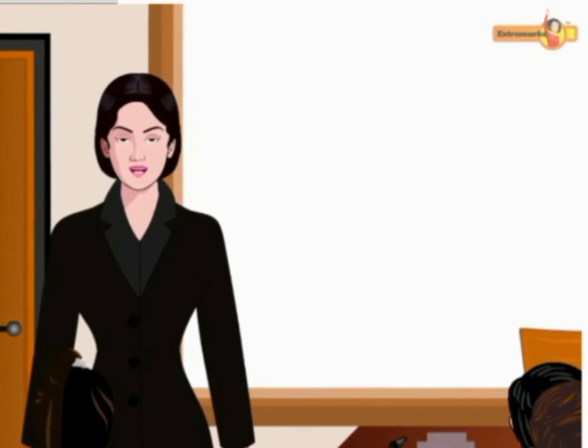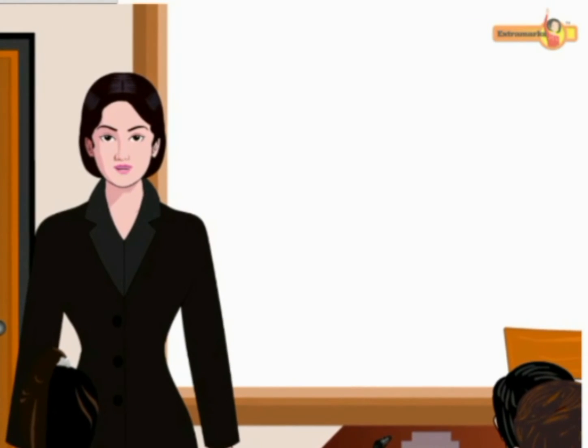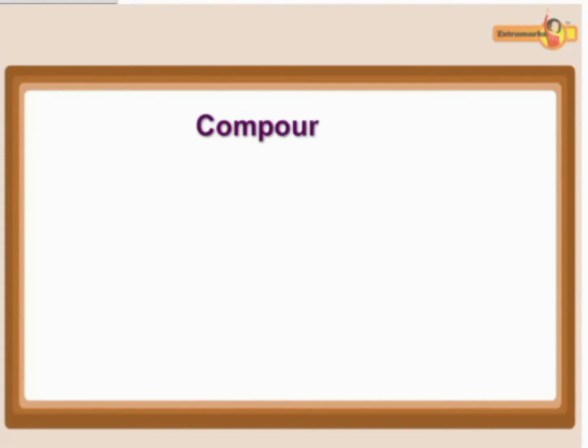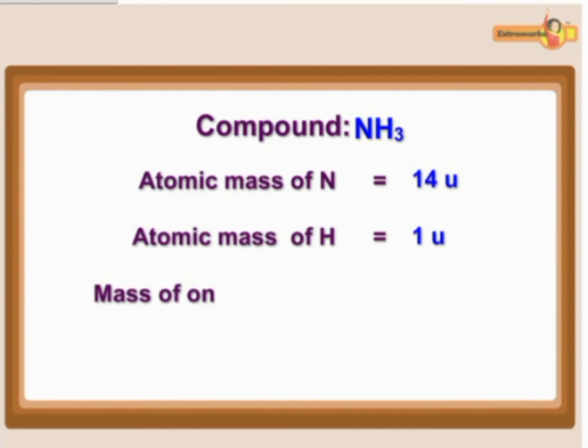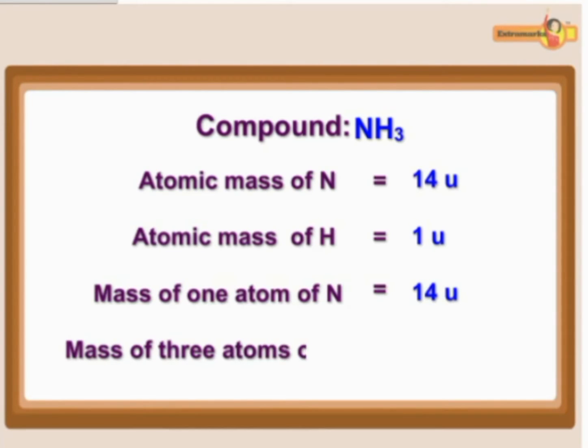Children, all of you look at the board and verify your calculations. Ammonia is a compound made up of two elements, nitrogen and hydrogen. Atomic mass of nitrogen is 14U and atomic mass of hydrogen is 1U. So mass of one atom of nitrogen in ammonia is 14U and mass of 3 atoms of hydrogen in ammonia is 3U.